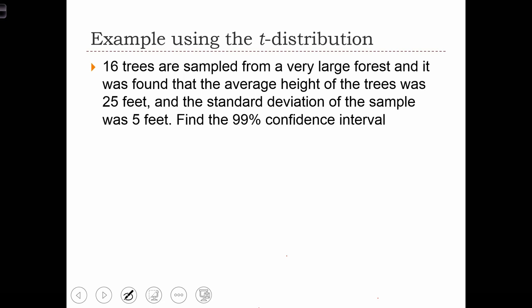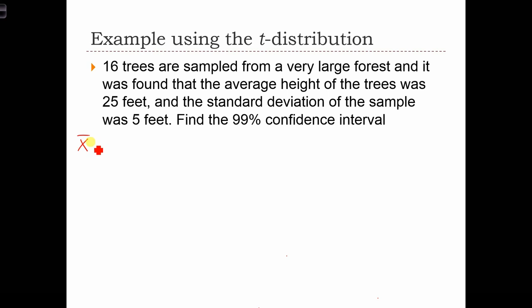Let's do another example. In this case, 16 trees are sampled from a forest which have average height of 25 feet and a sample standard deviation of 5 feet. Find the 99% confidence interval. So let's start off by writing what is known.